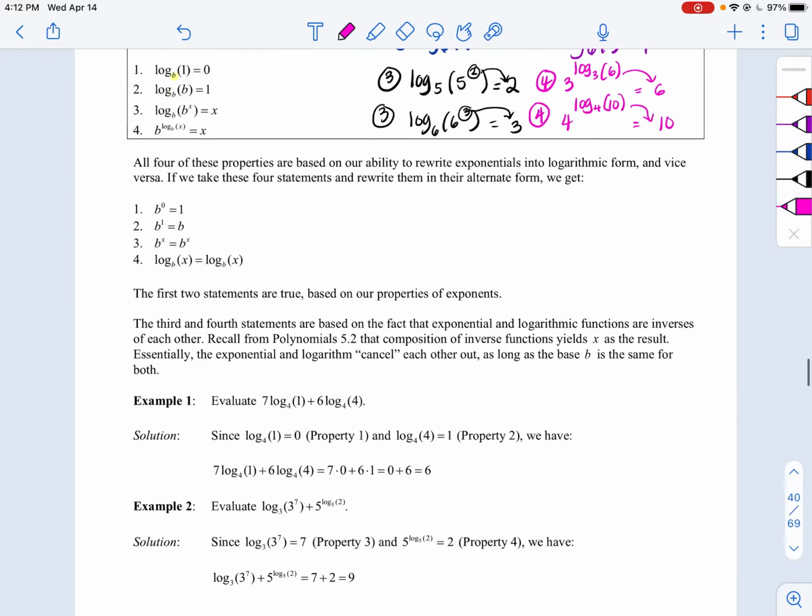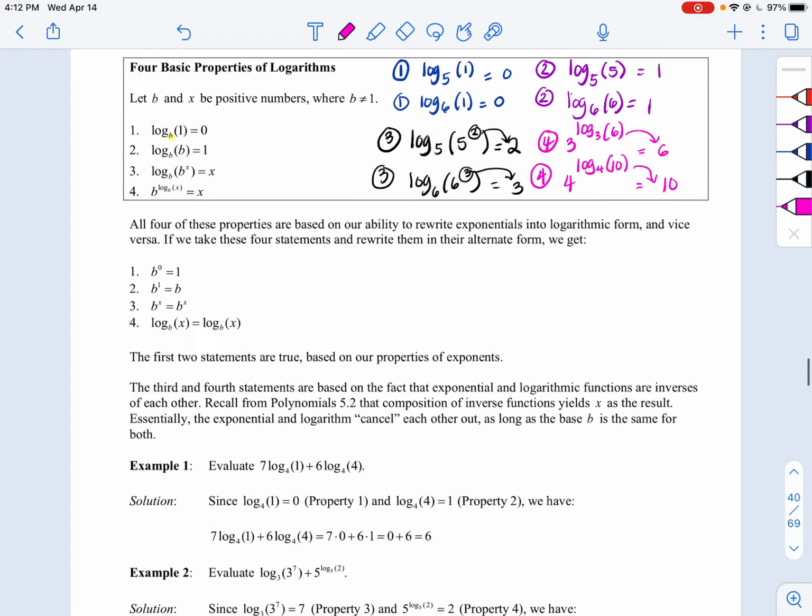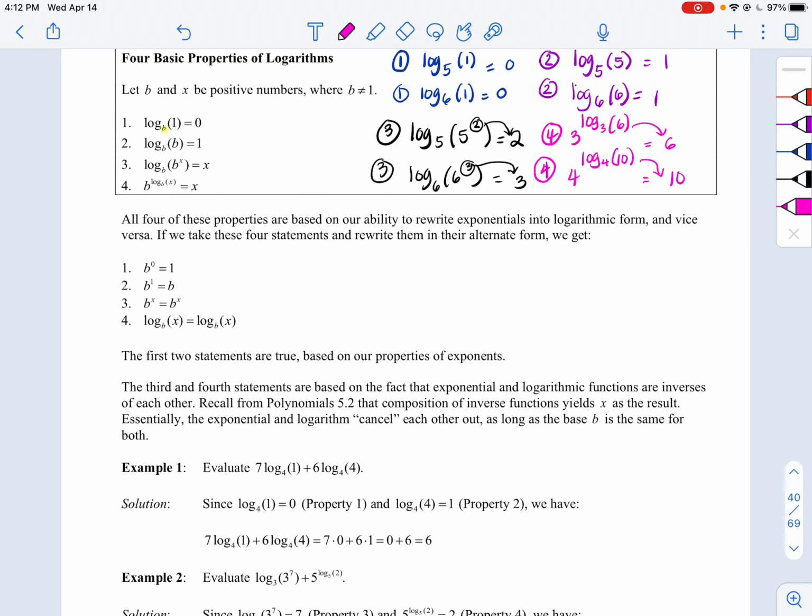Let me make it smaller so we can see the property. There you go. 7 times log with a base of 4 of 1 in the parenthesis, plus 6 multiplied with log with the base of 4 of 4. So let us see if there is something familiar in here, like is there a property that looks familiar?